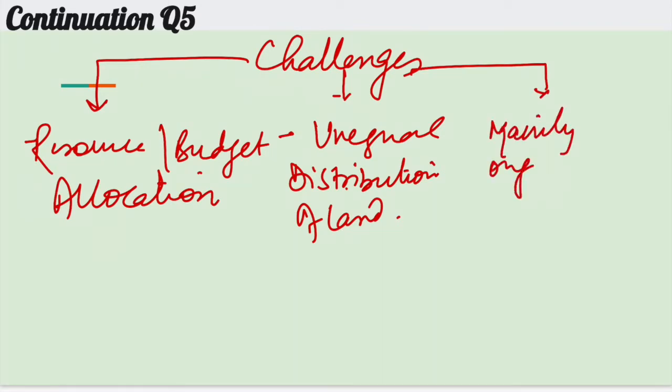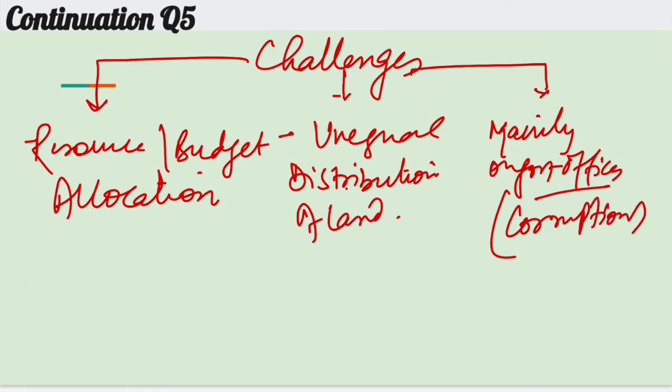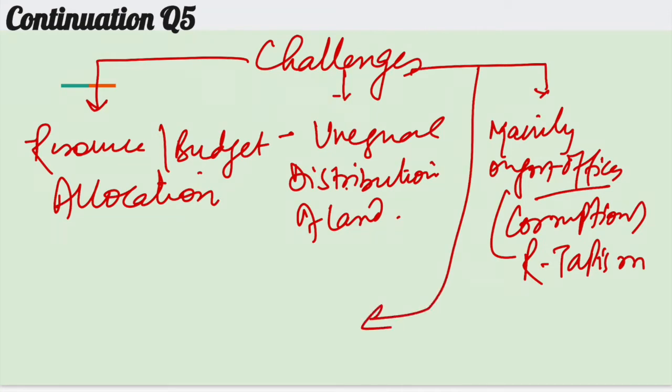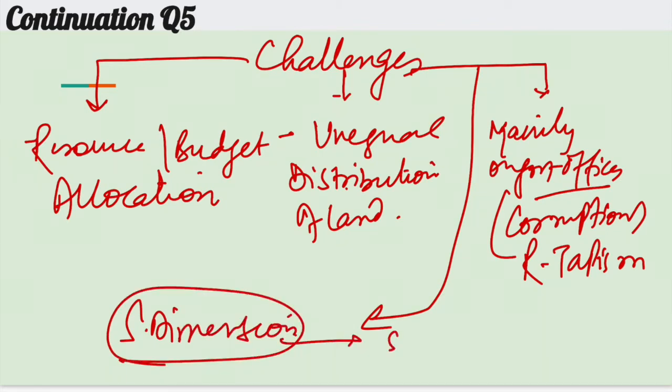Third is that it depends mainly on government officers and bank officers. And these bank officers and government officials, we all know, are mired with corruption and red tapeism. Next issue is with respect to the social dimension of poverty, which you can also talk about.